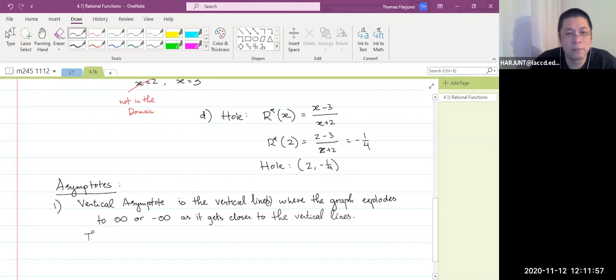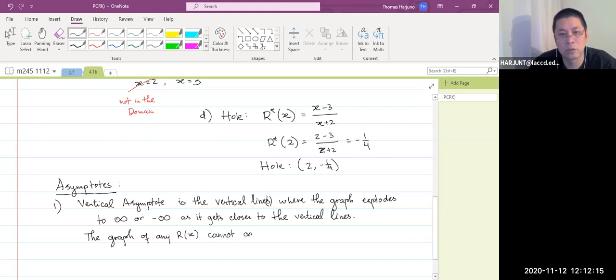The graph of any rational function cannot cross any vertical line, any vertical asymptote. It will go to positive infinity or negative infinity.